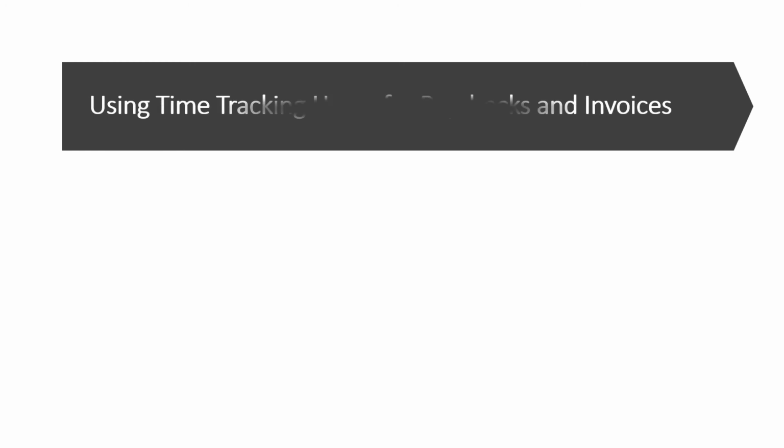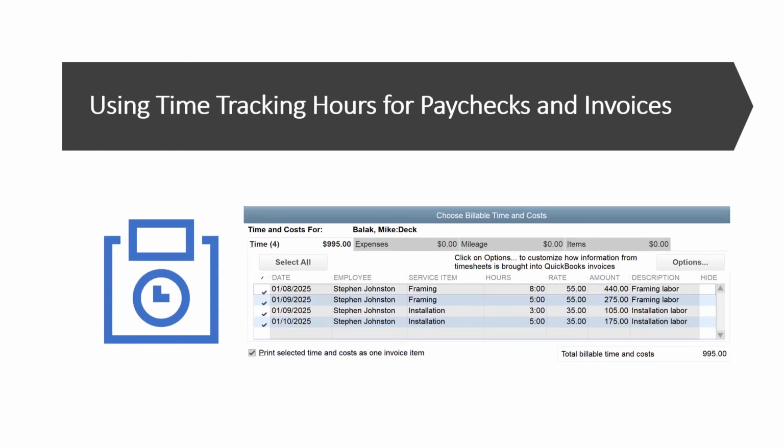Using time tracking hours for paychecks and invoices. You can use time data for employees to create their paychecks and for vendors to create their bills by entering the time using the single or weekly timesheets. Using time data for either employees or vendors also allows you to invoice your customers for any billable time. Allocating time spent by employees or vendors on a job should help in producing more accurate job cost reports.